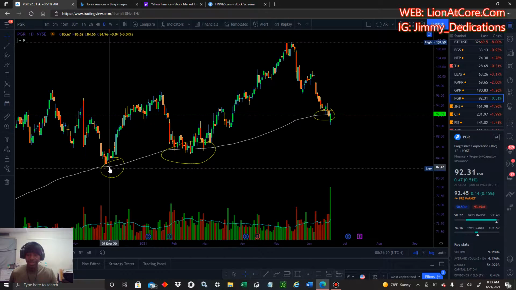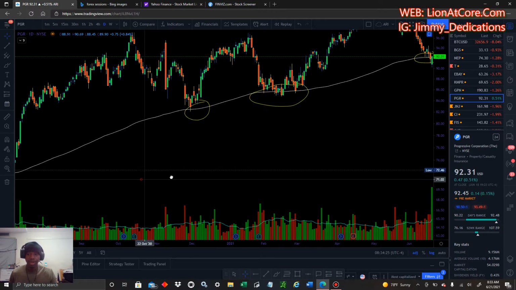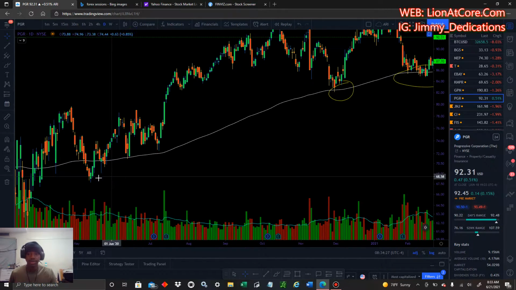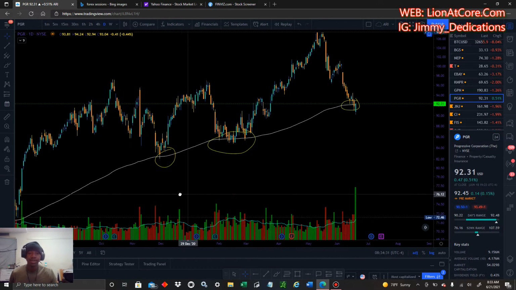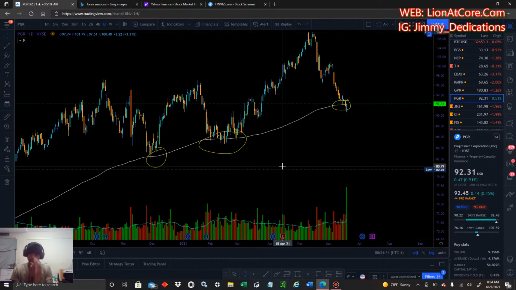And we can see every time we get to this white line, it bounces up. The same back here. Bounce up, bounce up. Didn't quite bounce right there. So we can see with our eyes that it keeps bouncing at this white line.